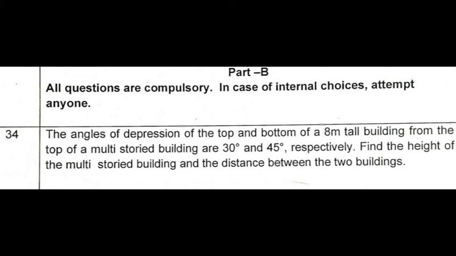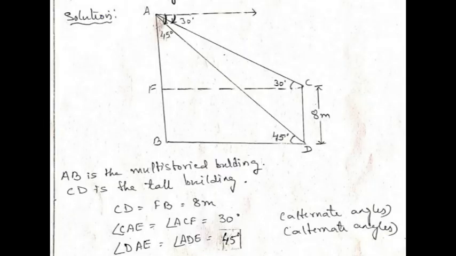Question number 34. Angles of depression of top and bottom of a tall building are given, 30 degree and 45 degree respectively. Find the height of the multi-storied building and the distance between the two buildings. Draw the diagram. AB is a multi-storied building, CD is the tall building, CD is equal to FB is equal to 8 meter.